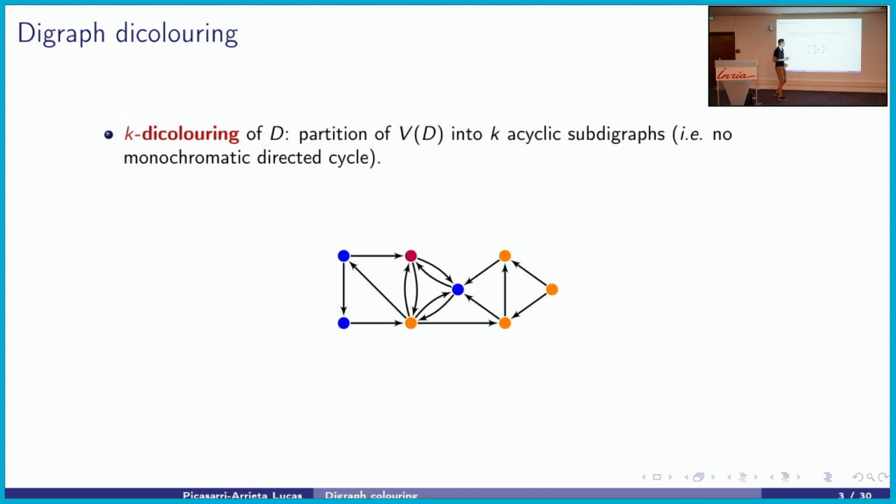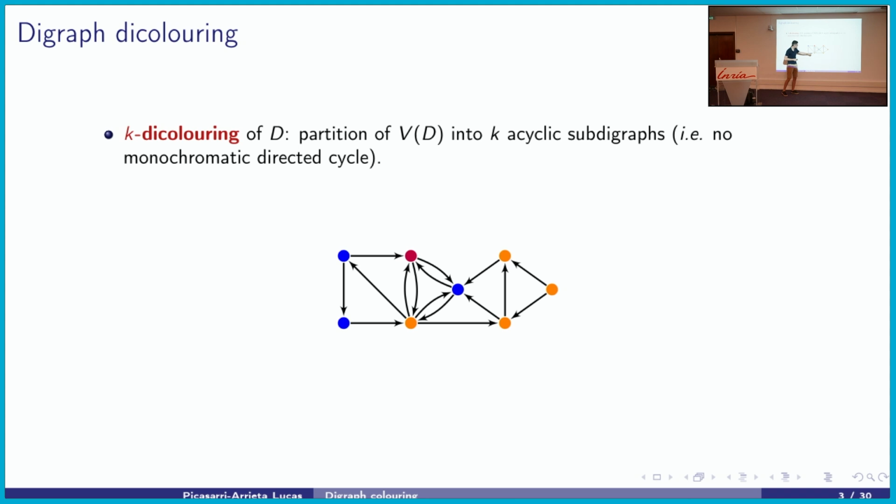Now for digraphs, we will talk about dicolorings, and a dicoloring is a coloring of the vertices such that each color class induces an acyclic subdigraph. Or in other words, every directed cycle uses at least 2 distinct colors. So this is an example of a 3-dicoloring of a digraph.